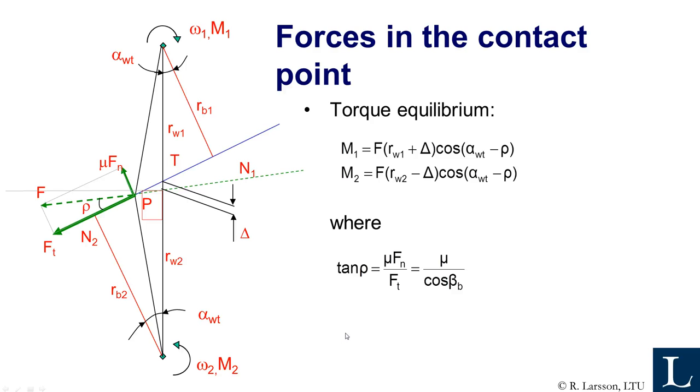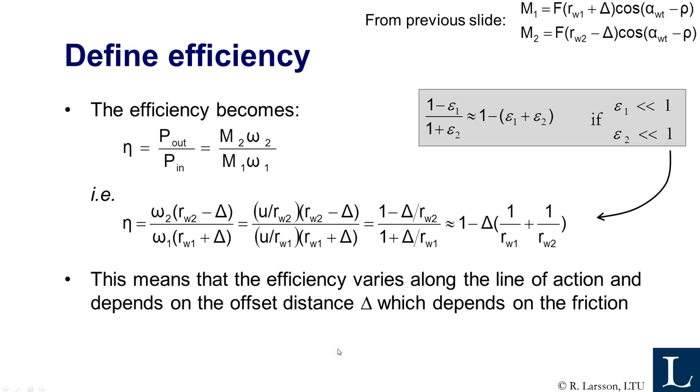If you don't remember the gear geometry parameters, I strongly recommend you read about it and go back to the video later. Okay, now efficiency. From the previous slide, we had the torques here, and efficiency is simply the power out divided by power in. So power out is torque multiplied by rotational speed, and again torque in multiplied by rotational speed in.